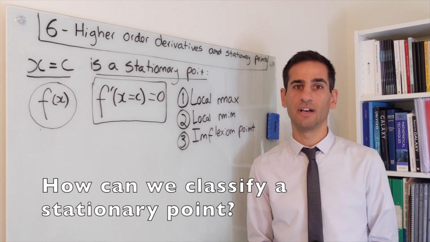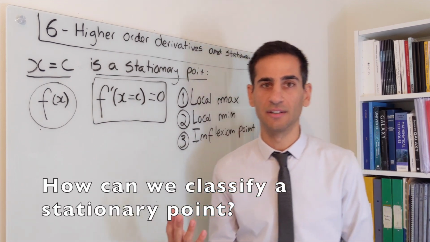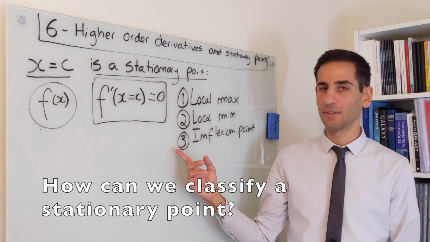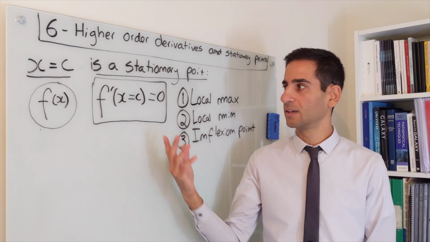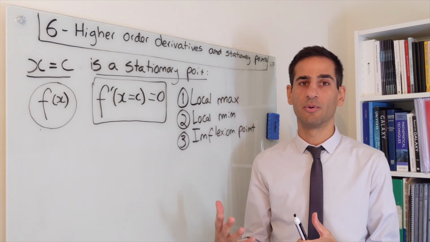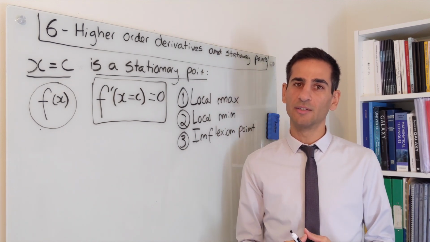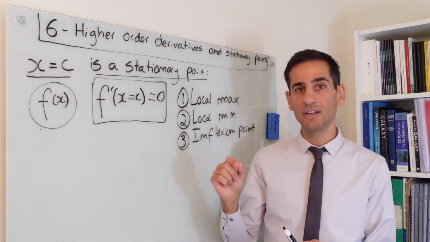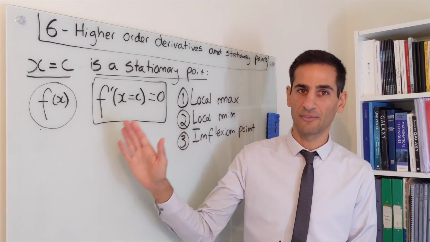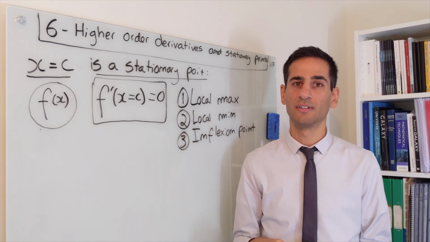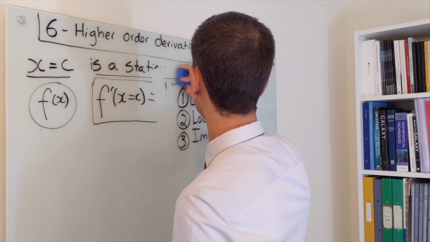The important question now is, how do we decide if we're in the presence of case number 1, 2, or 3, or in other words, whether the stationary point is a maximum, a minimum, or an inflection point? A very simple way to do this is actually to look at what the function is doing just left and just right of the stationary point. Let's try to use this.